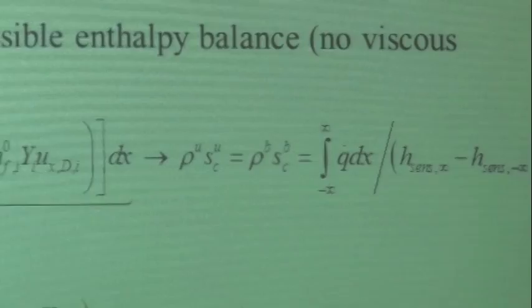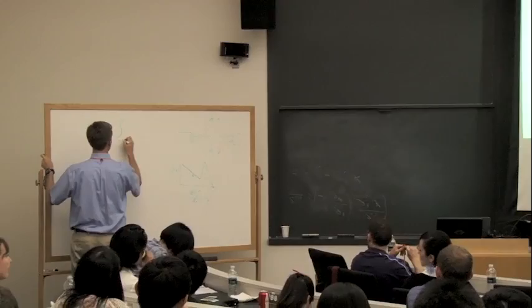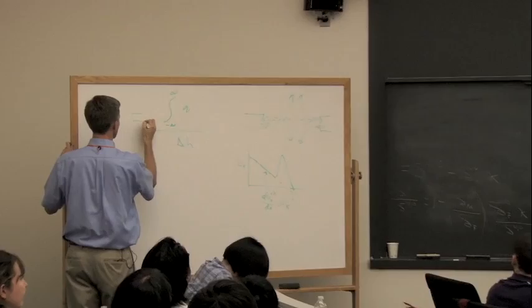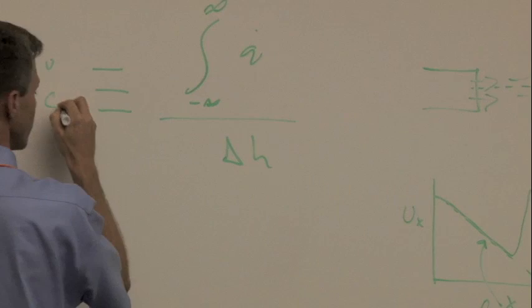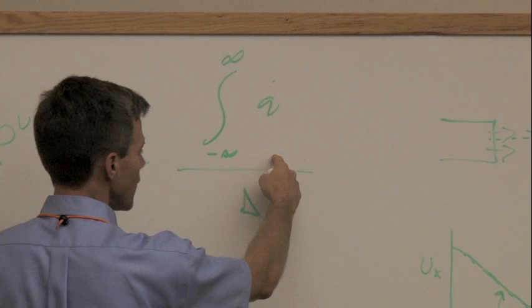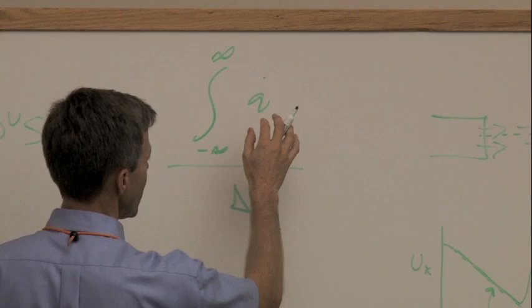So it's better written like this. You have this integral. This is the right-hand side. It should really read that. Right? It's a definition. All you're saying is consumption rate, a mass consumption rate.